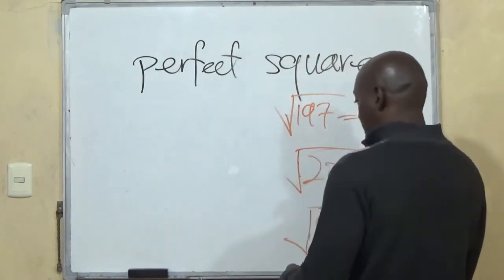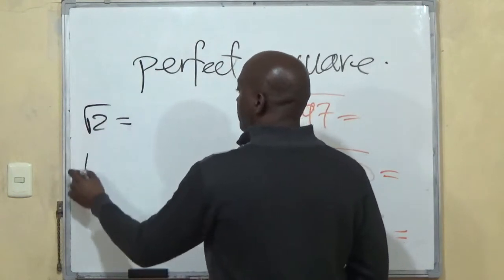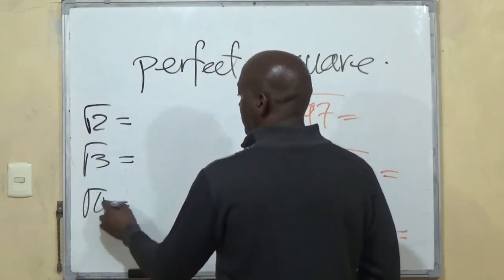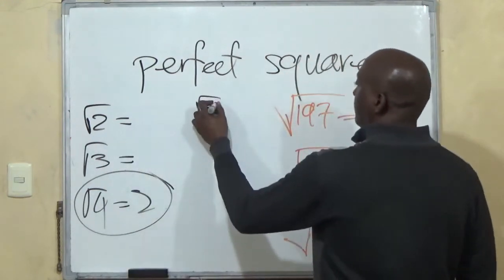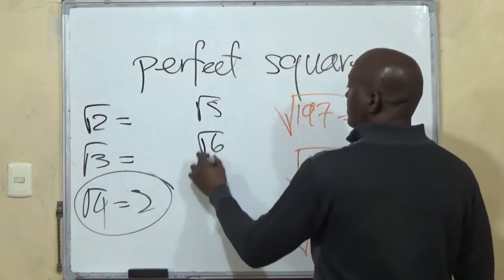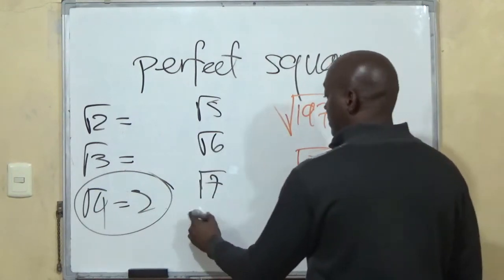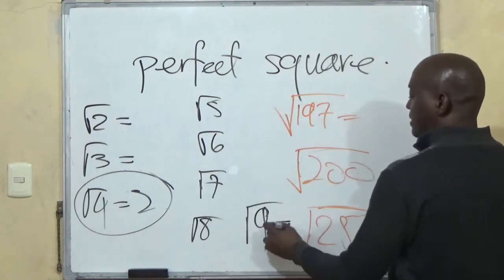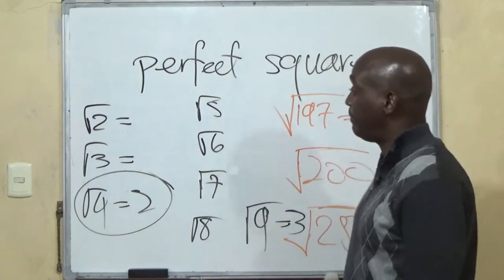Let me say root 2, root 3, root 4 of course is 2, that's a rational number, right? Root 5, root 6, root 7, going down the road, and then of course, let me say reach root 8, and then reach root 9. Root 9 is equal to 3, rational number, right?